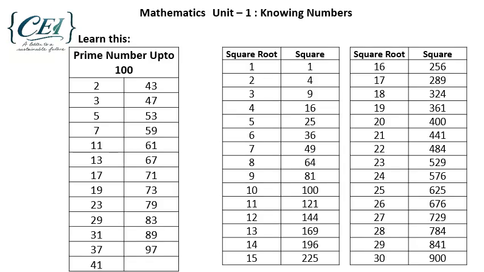As I told you earlier, for this section you need to memorize the prime numbers at least up to 100, and you should know the squares and square roots up to 30. So this is the requirement to solve this exercise in a faster way.